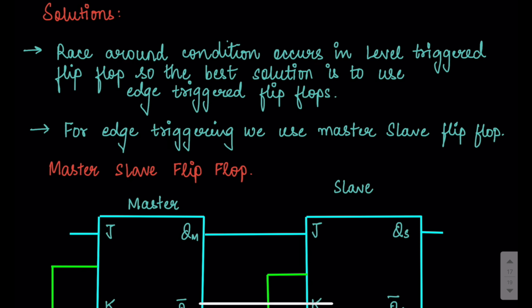For implementing the edge triggering circuits, we use the master-slave flip-flops. And this is what we will learn in the next video, how the master-slave flip-flops are made, what is the structure and how do they work, and how do they perform edge triggering, which removes the race around problem.